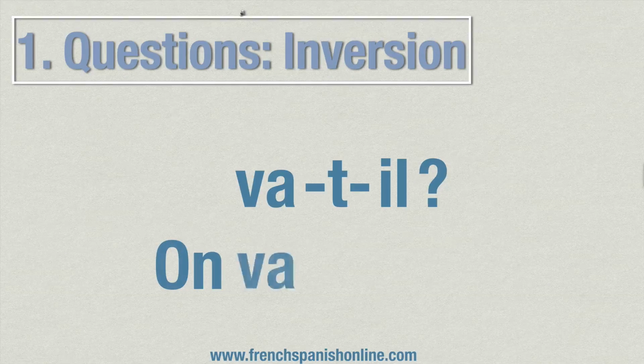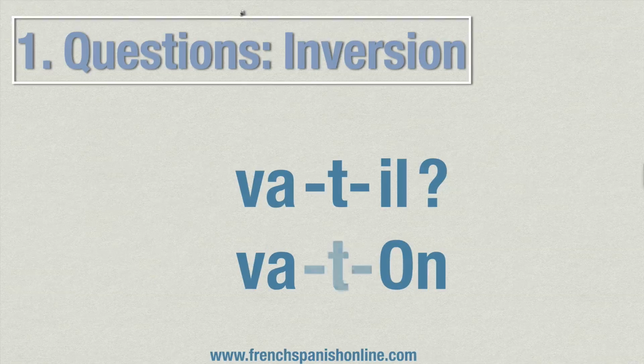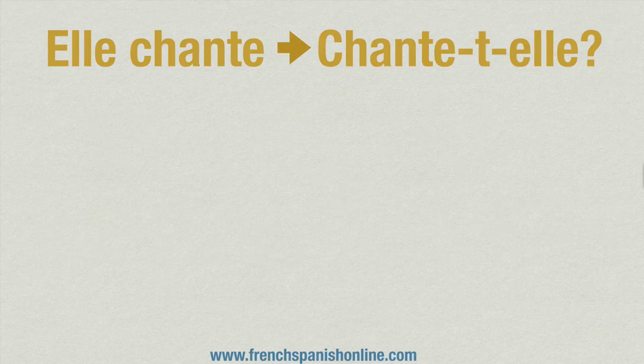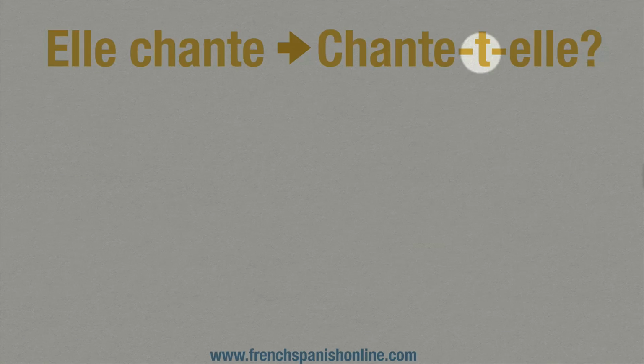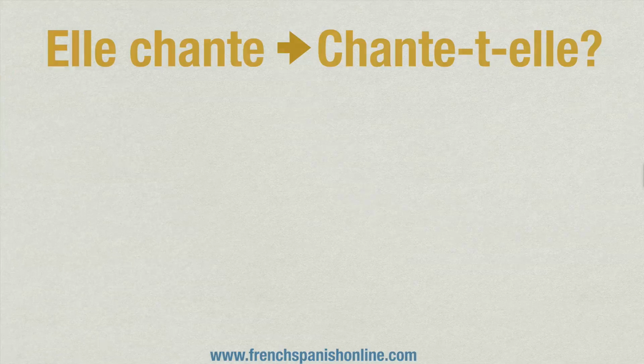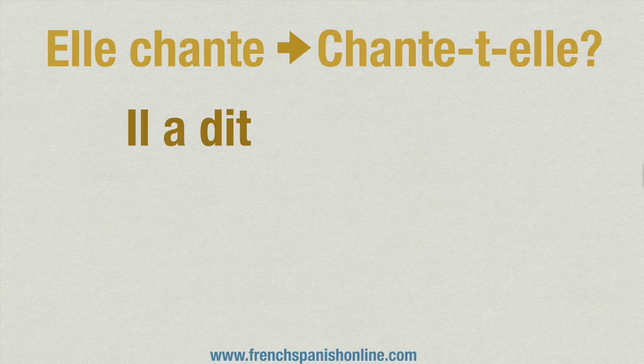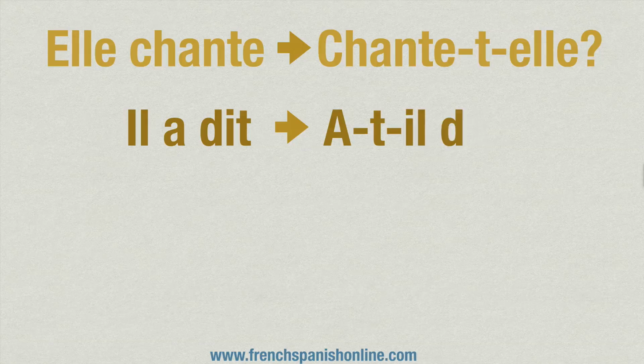Another example, on va, we go, we are going, so the same thing, the inversion, and here we can hear the letter T, va-t-on, again with the two hyphens, va-t-on, and it's a question, do we go? More examples with different letters. Elle chante, here we've got the letter E. Elle chante, she sings or she is singing. Well, if you want to build an inversion here, we've got chante-t-elle, again with our T euphonique and the two hyphens. Chante-t-elle.